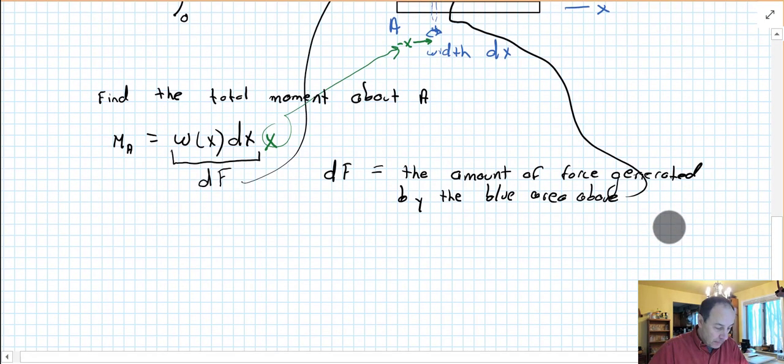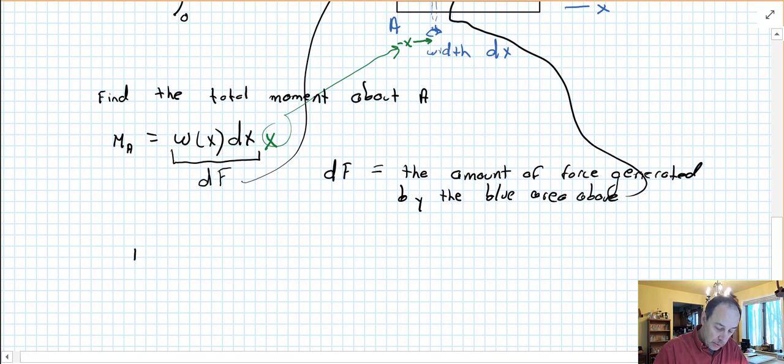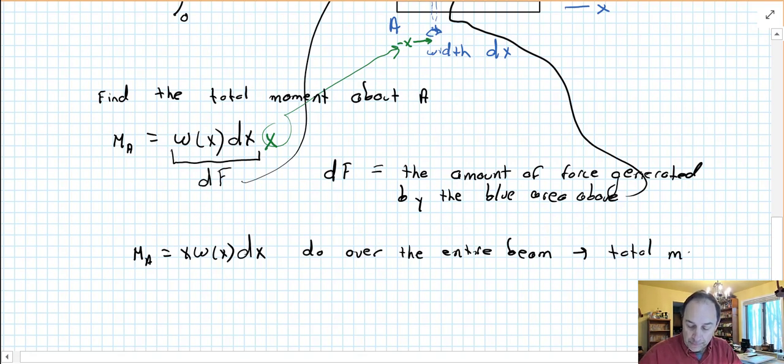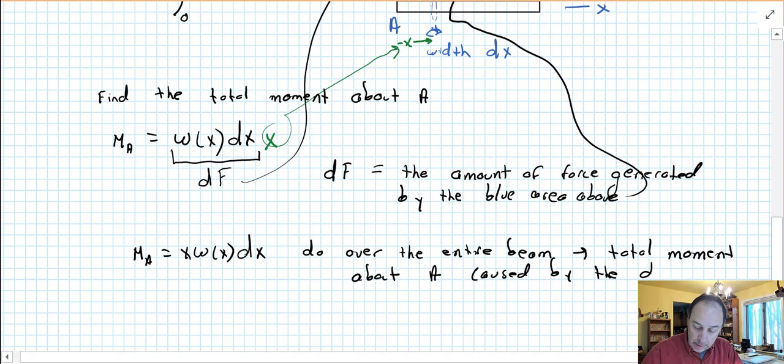Okay, so when you express it, x times, when you express it like this, and you do this over the entire beam, this gives the total moment about A caused by the distributed load.